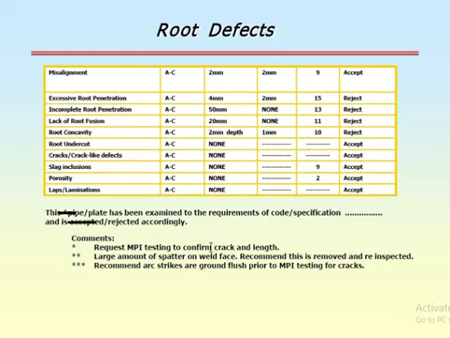Comments: request MPI testing to confirm crack and length. So you have to check the MPI testing for this, to confirm the crack, how much it is coming. Large amount of spatter on weld face, recommend this is removed and re-inspected. If a large amount of spatter is there on the weld face, then you have to remove it and it will be re-inspected. Recommended arc strike to be ground flush prior to MPI testing. Then you have to grind the arc strike flush first, and then you have to do the MPI testing of cracks.